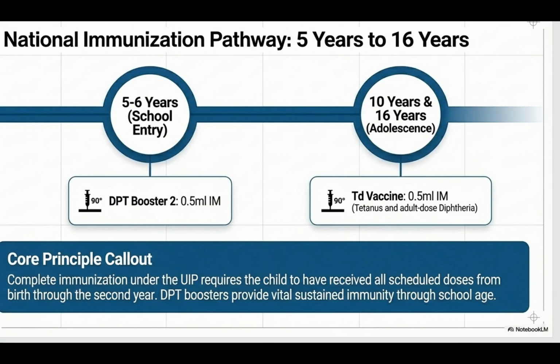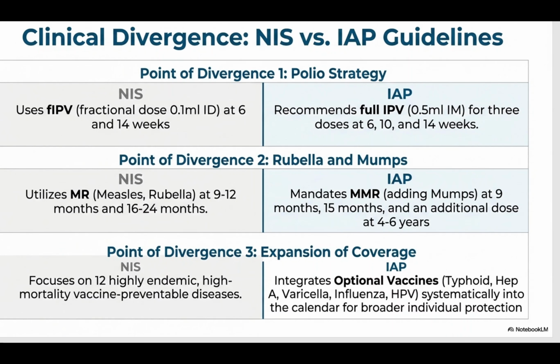When the child is 5 to 6 years, we give DPT booster, and TD vaccine at 10 and 16 years, and OPV as part of pulse polio program continues to be given till 5 years of age.